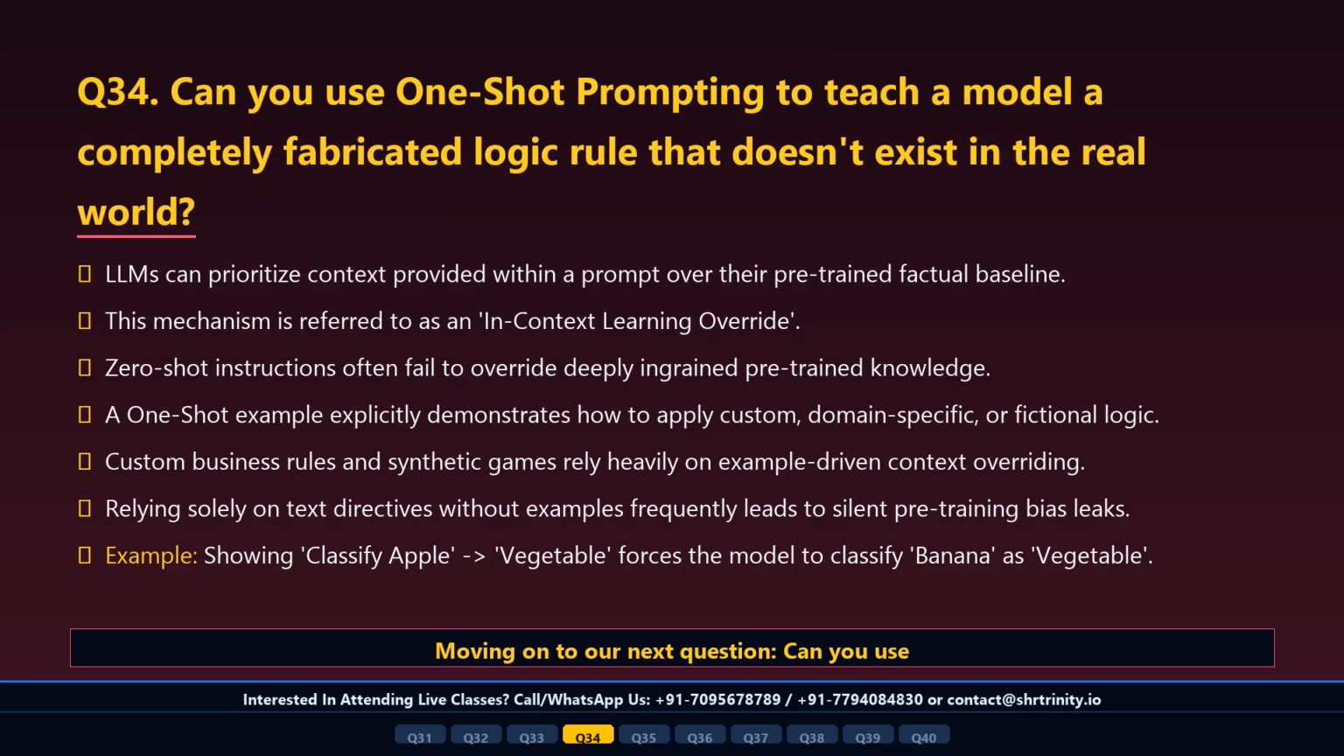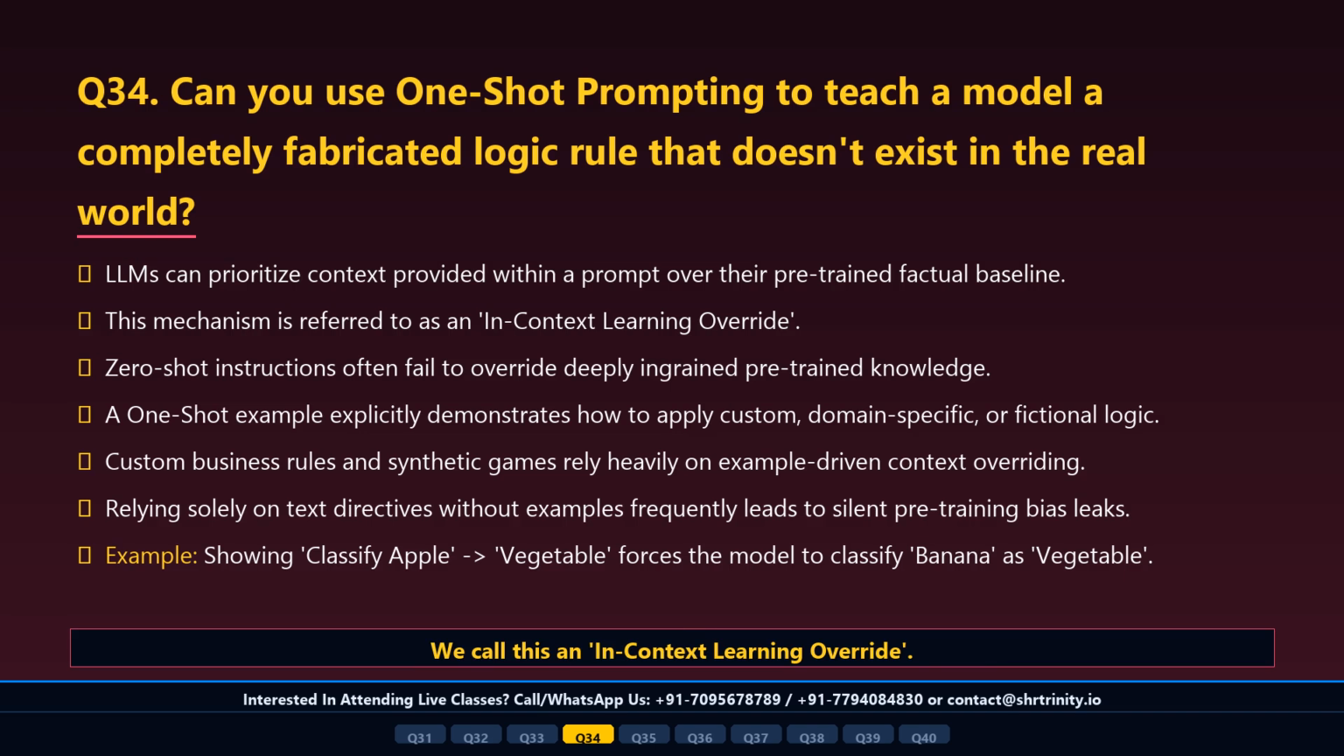Moving on to our next question. Can you use one-shot prompting to teach a model a completely fabricated logic rule that doesn't exist in the real world? Hello students. A fascinating property of large language models is their ability to temporarily unlearn real-world facts inside a prompt context. We call this an in-context learning override.